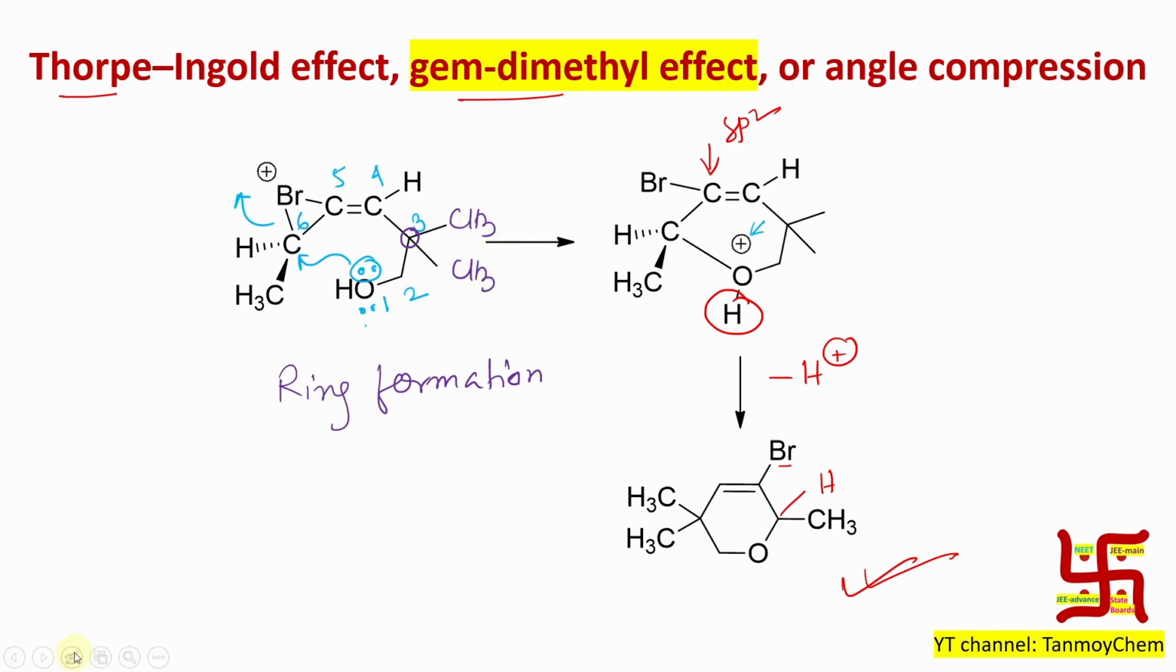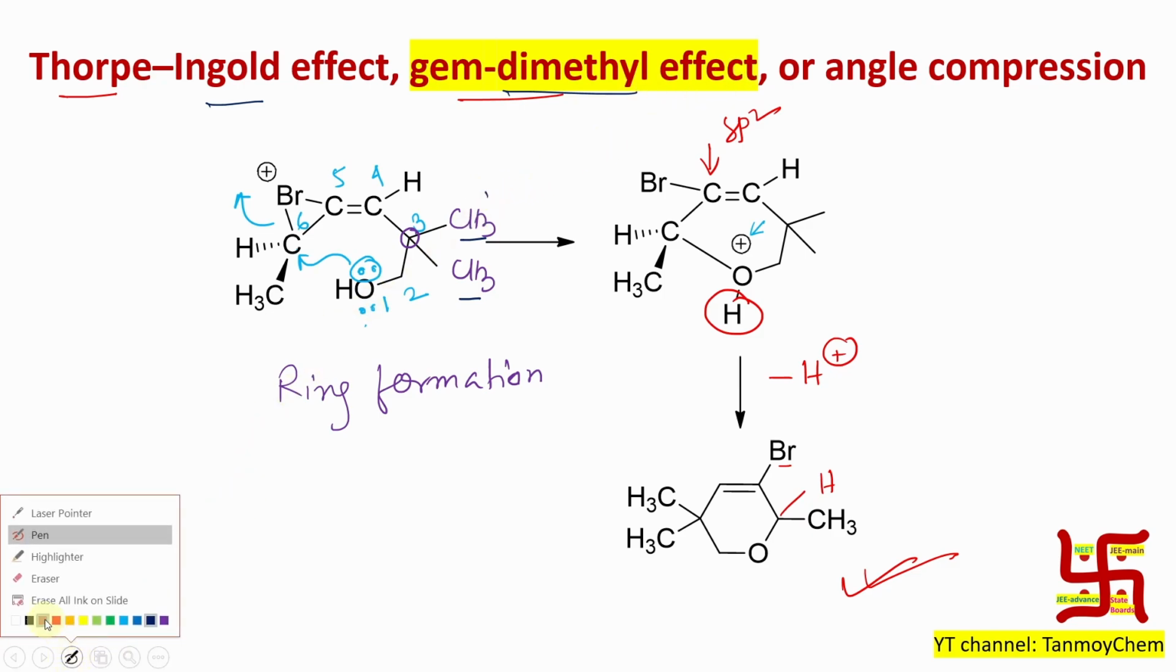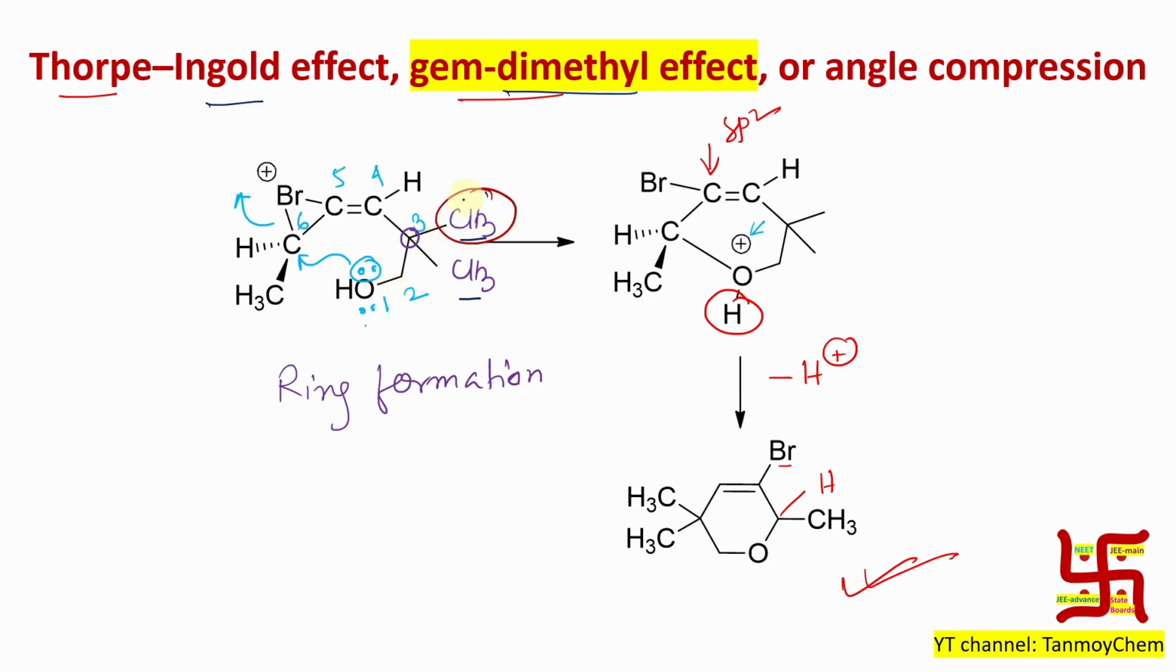Okay, these 2 methyl groups are helping the ring formation. This factor is called the Thorpe-Ingold effect, or gem dialkyl effect, or gem dimethyl effect. Why? Because these 2 methyl groups are attached to the same carbon, that's why it's called gem dimethyl. And because of this, they create some amount of steric effect.